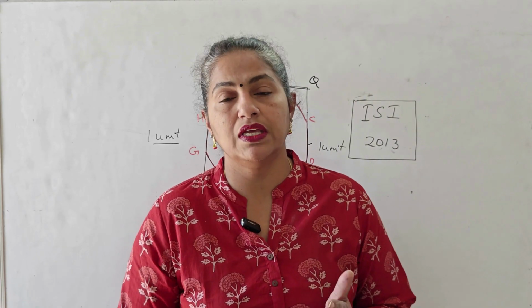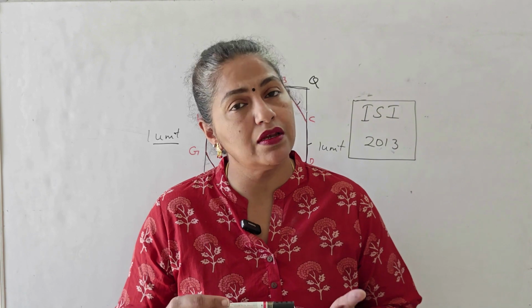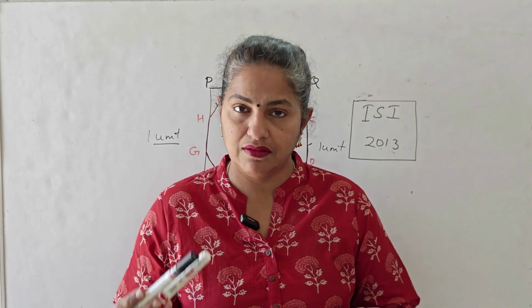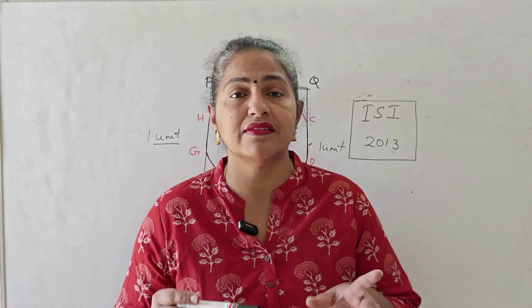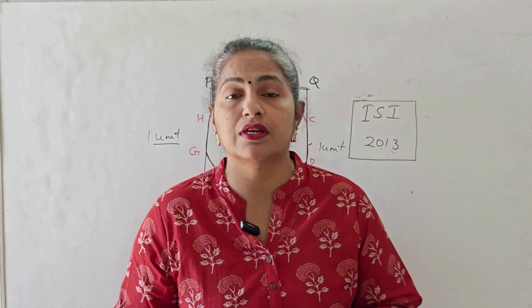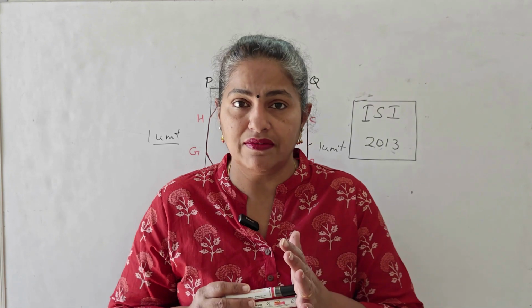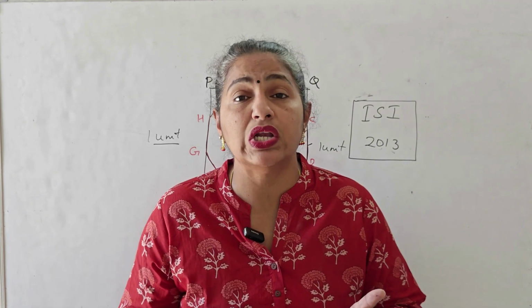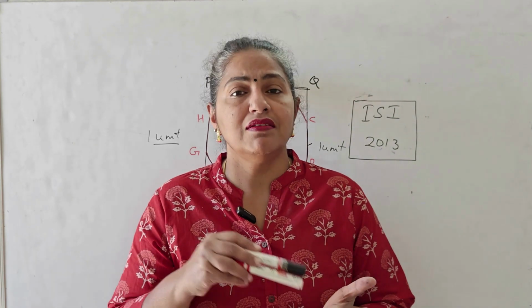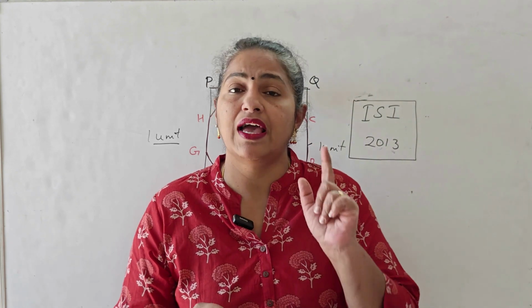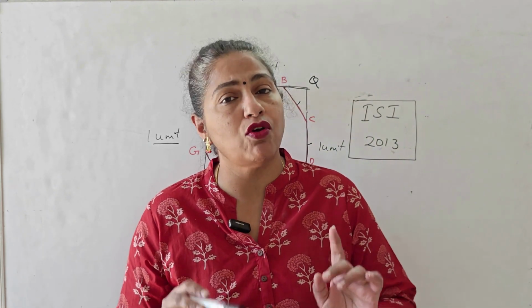Before I start solving the question, let me ask you, what do you mean by a regular octagon? An octagon is a closed figure having 8 sides. So what do you mean by a regular octagon? A regular octagon has all the sides equal and all the angles equal. If I ask you, what is a regular pentagon? A pentagon is a closed figure having 5 sides and all the sides will be equal and all the angles will be equal.